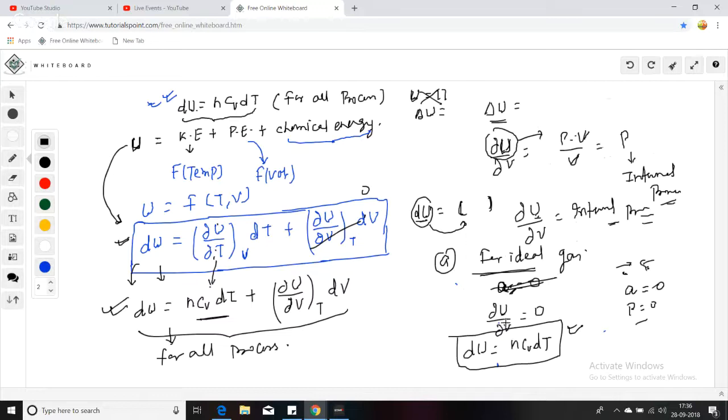When you substitute this dou U by dou V as 0 over here, you'll get dU equals nCv dT, right? So dU can be nCv dT in two cases: when we have an ideal gas or when we have constant volume. Constant volume means what? The vessel is rigid. If you have a closed rigid container, then only the change in volume is 0, which gives you dU equals nCv dT.